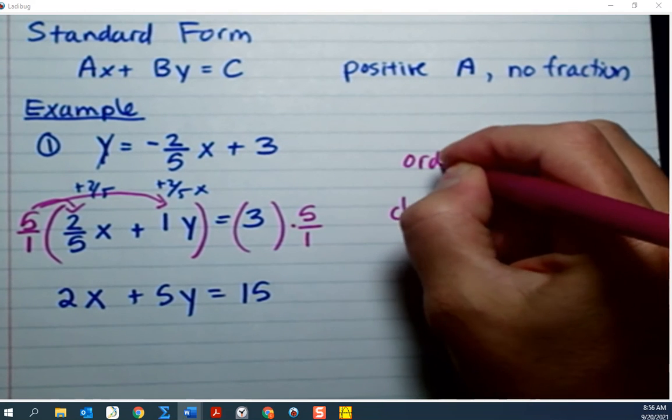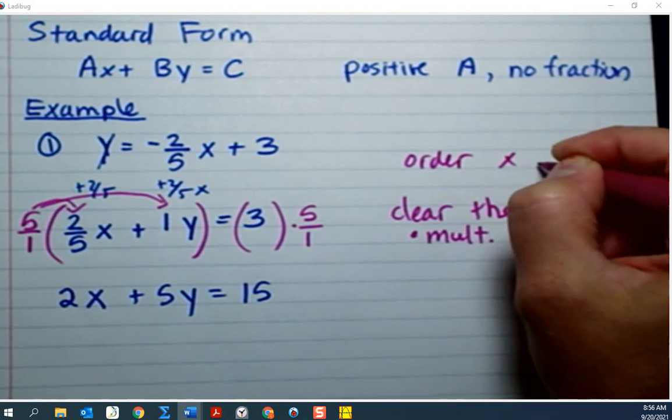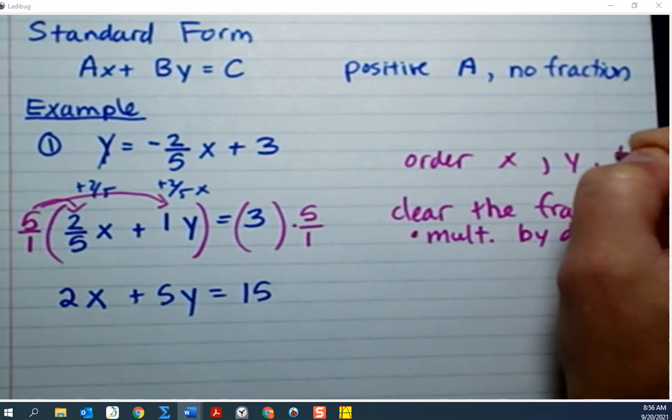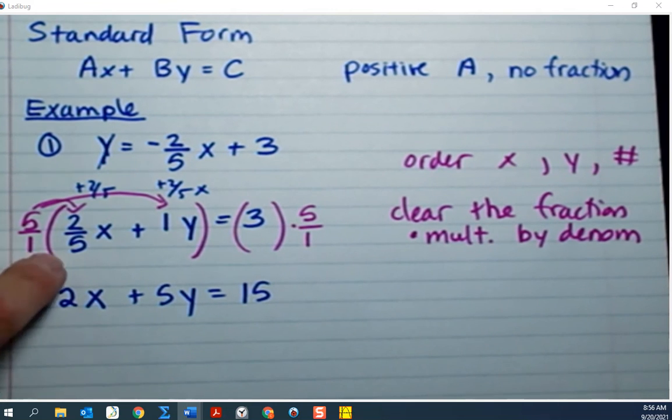Okay, so the first thing I did here is I looked at the order. X's, y's, number. I put it in the right order. And then I looked to clear the fraction. Those are the only two things you have to consider when you're trying to get to standard form.